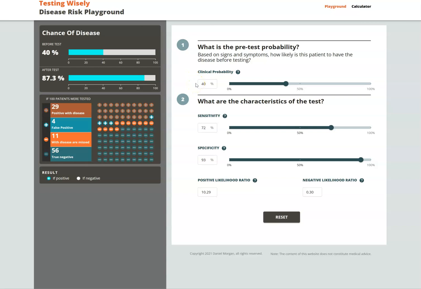I'm going to run the EPT test on the average patient. The EPT, we'll call it a sensitivity of 72%, specificity of 93%. The really important part here is my clinical probability of 40%. Say the average patient is 40%.